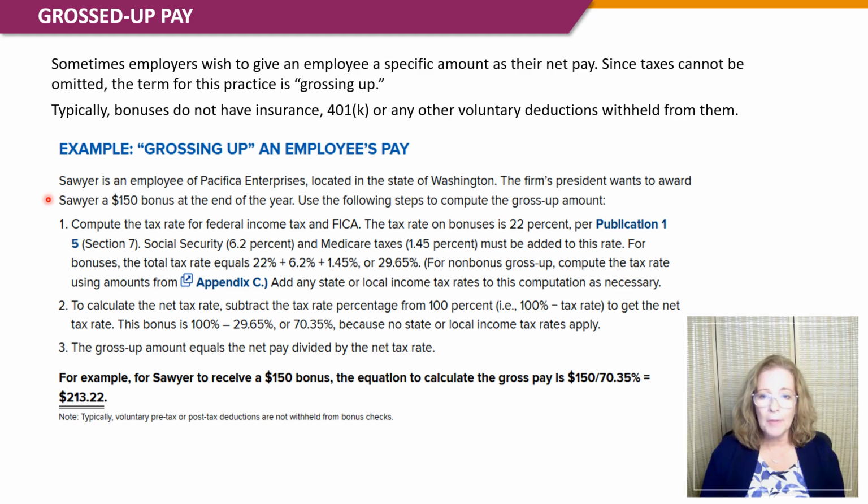First, we calculate the federal income tax and FICA. The tax rate on bonuses is 22%, and FICA is 6.2% and 1.5%, for a total amount of 29.65%. If there's state tax, you'd have to add that amount as well. To calculate the gross amount, you would divide the net amount of $150 by 70.35%, which is 100% minus the taxes of 29.65%, which is $213.22.